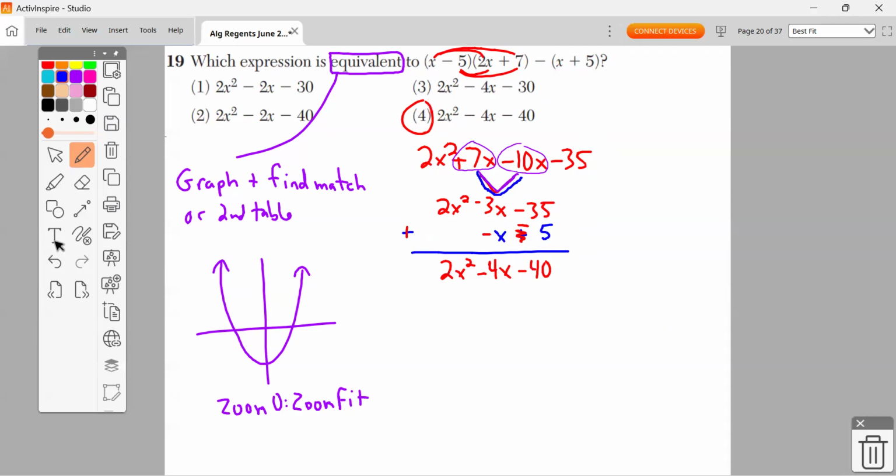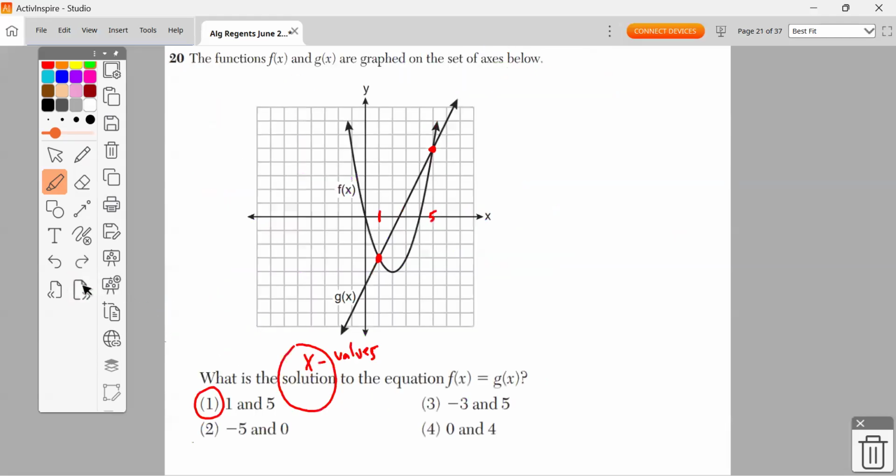Another way that you could do it is you could type this whole thing into your y equals, type in your individual choices into your y equals, and second table or graph it and find the match. That's a very easy way to do it. Anytime it says equivalent, that's a good strategy.